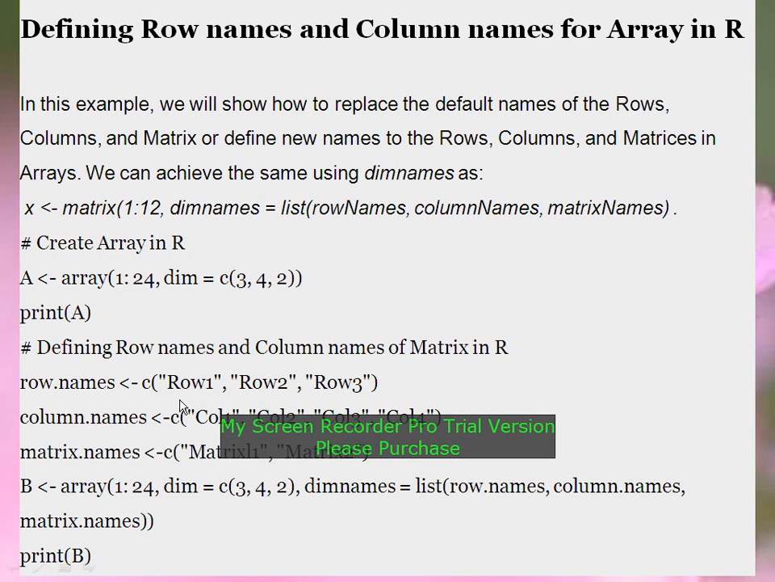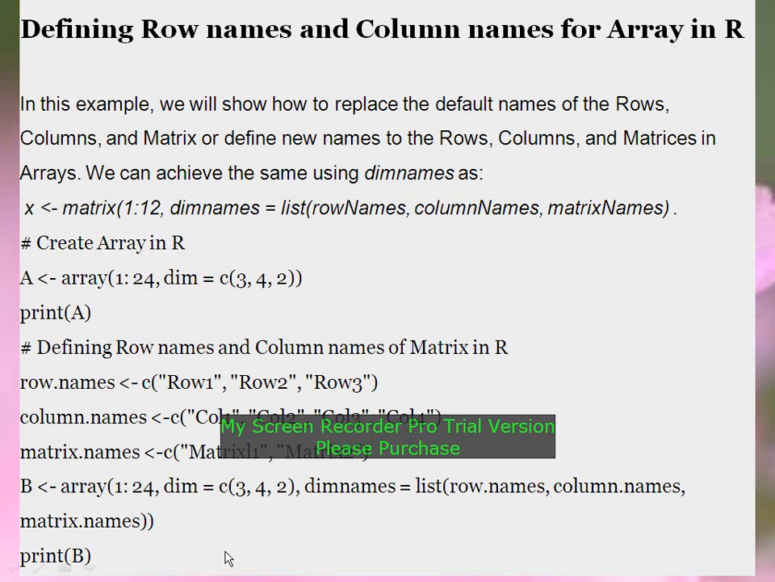So rownames is c of row 1, row 2, row 3, and column names are column 1, column 2, column 3, column 4, because there are 3 rows and 4 columns. Row names are row 1, row 2, row 3. Column names are column 1, column 2, column 3, column 4. And matrix names, matrix 1, matrix 2.